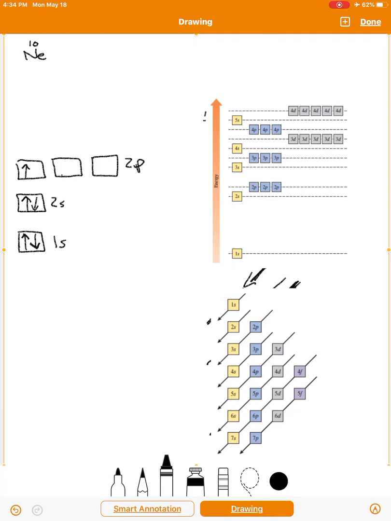Hund's rule, 5, 6, 7, right? Those 2p orbitals are all at the same energy. They're degenerate orbitals. So that means we got to spread out to maximize the spin up. We've now done 7, 8, 9, and 10. There's our 10 electrons. How about that? We can write this in a shorthand notation. 1s2, 2s2, 2p6. How about that? All right, so there's one.